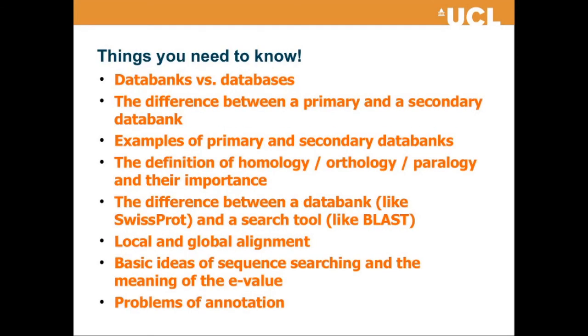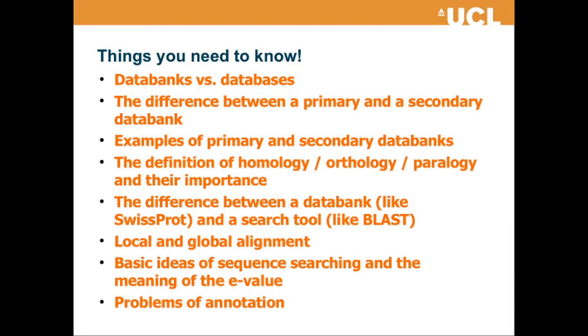Just to summarise things then that you need to know. We've talked about databanks versus databases, we've talked about primary and secondary databanks, and we've given examples of those. We talked about the definition of homology, orthology and paralogy and why these concepts are important. And we talked about databanks and the fact that these are just collections of data, and therefore you can use a search tool of your choice, such as BLAST or FASTA, or we might just be looking for text matches rather than sequence matches.